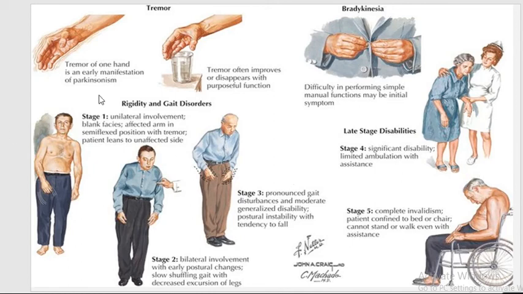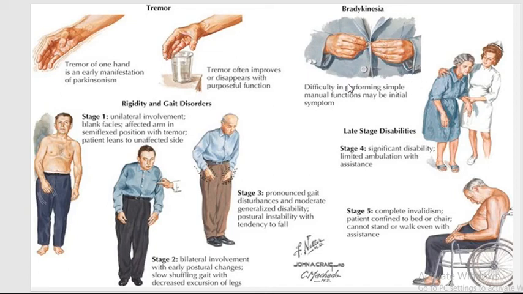Initially, I will start from the resting tremor. Tremor develops in the hands. So tremor is the early manifestation of Parkinson disease. That tremor often improves or disappears with purposeful function. When you are doing some action, like taking a glass, this tremor may disappear. But if you are not taking anything, that tremor will develop. So this is what we call resting tremor.